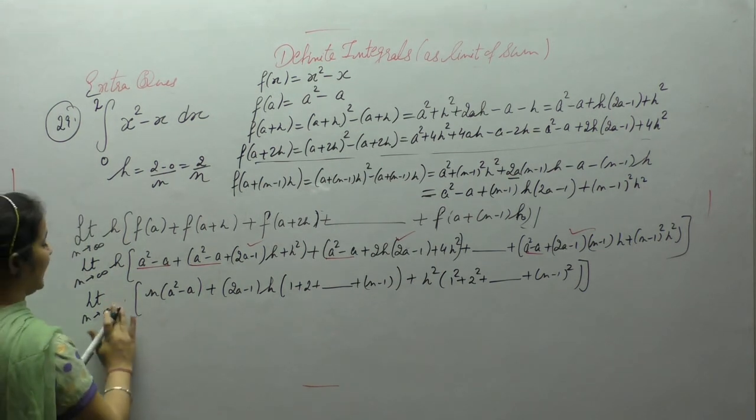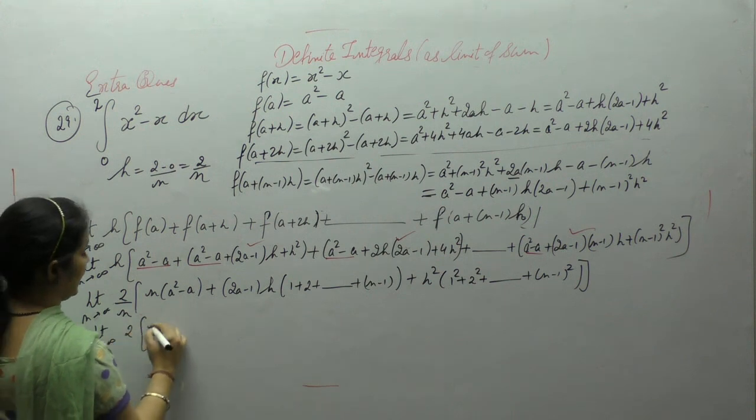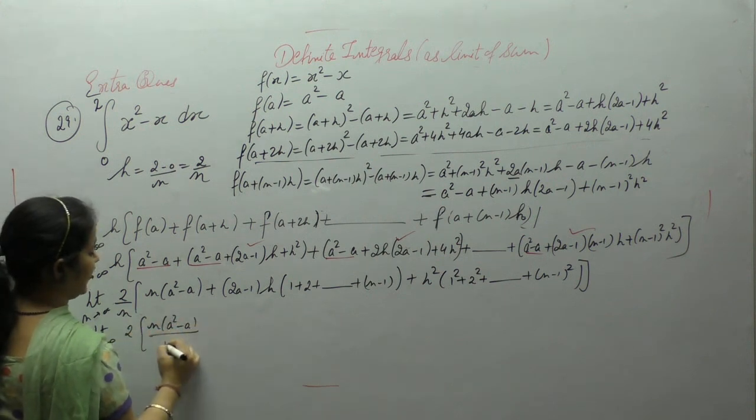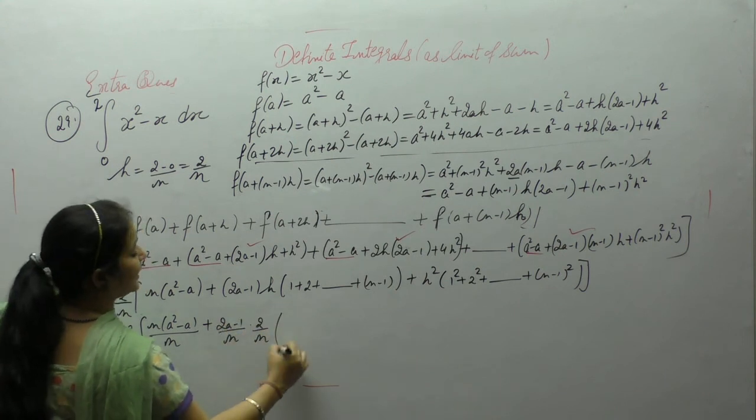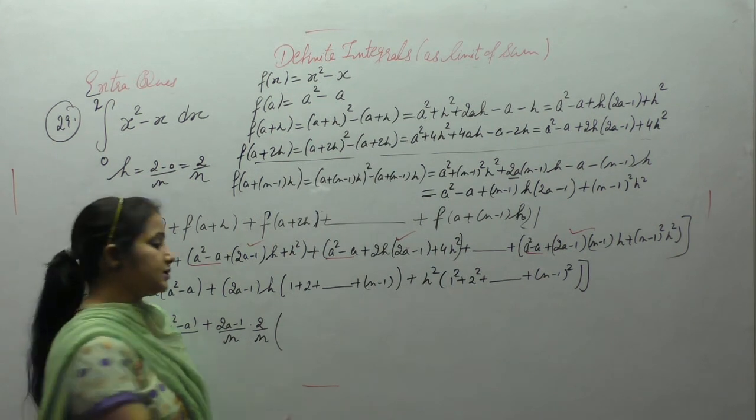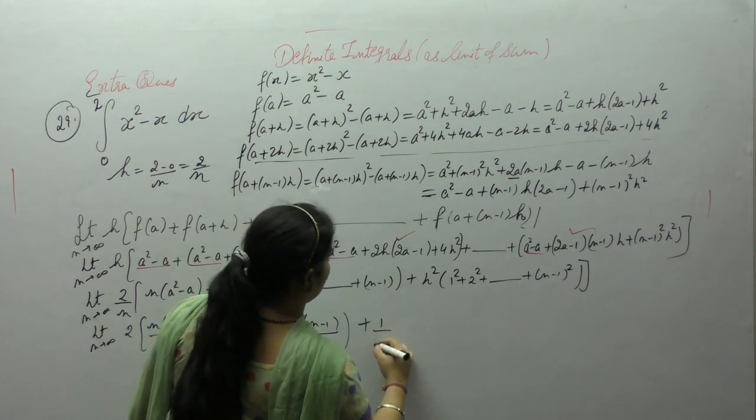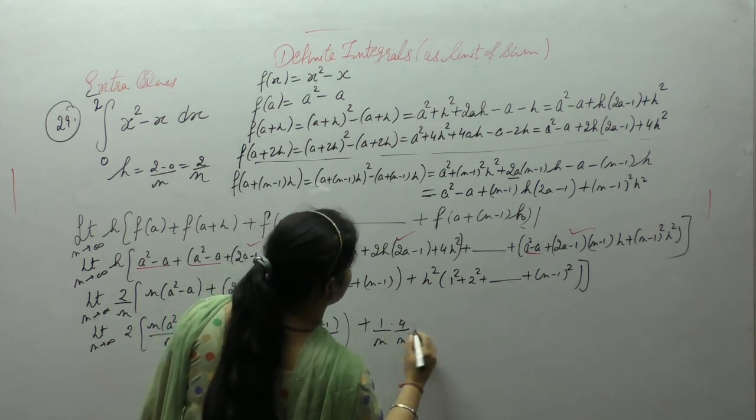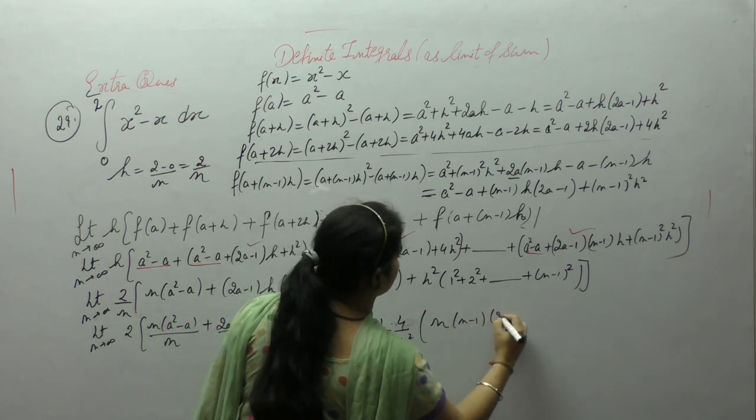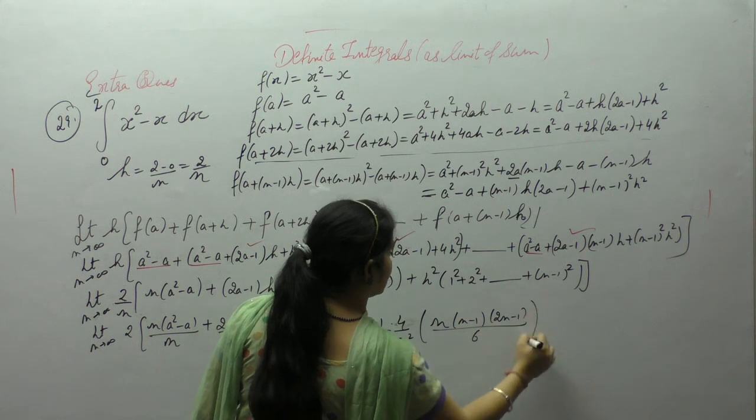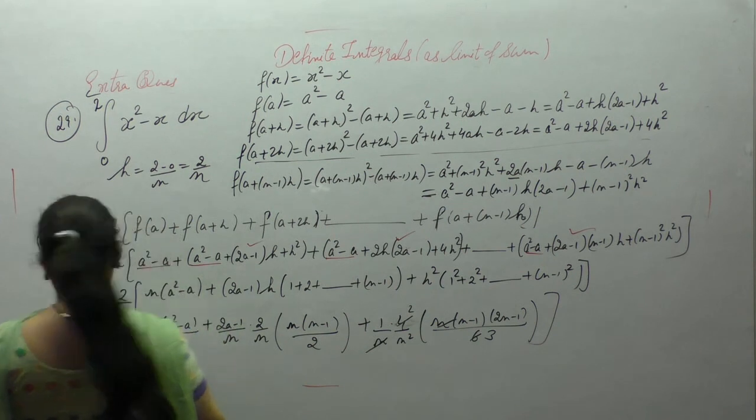h is 2 by n, limit n tends to infinity, 2n times (a square minus a) by n, (2a minus 1) by n. h is 2 by n, sum of n minus 1 terms of AP is n into (n minus 1) by 2. h square is 4 by n square, sum of squares of terms is (n minus 1)(2n minus 1) by 6. n will cancel. Now put the values.